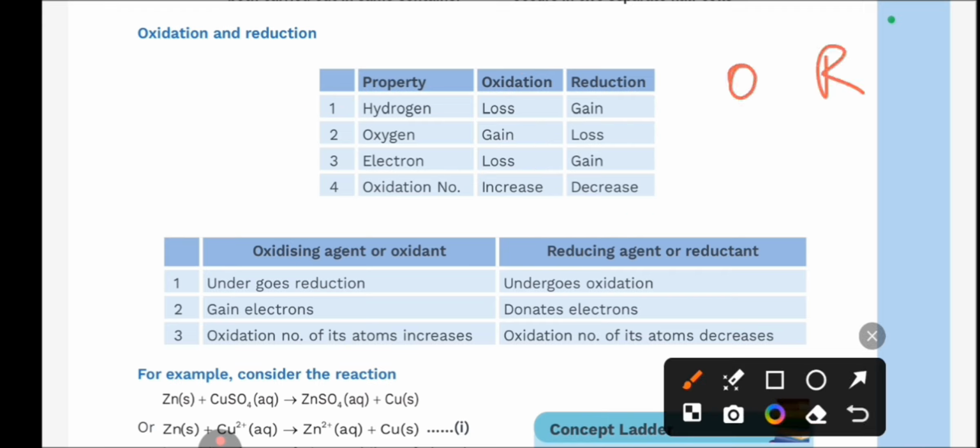Oxidation, reduction. Oxidation: increase in positive charge; here, decrease in positive charge. Gain of oxygen, gain of hydrogen. So you can see the other name of oxidation is reducing agent, but the other name of reduction is oxidizing agent. So whatever difference you write between oxidation and reduction, you can write between oxidizing agent and reducing agent.